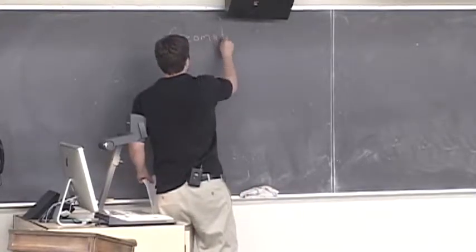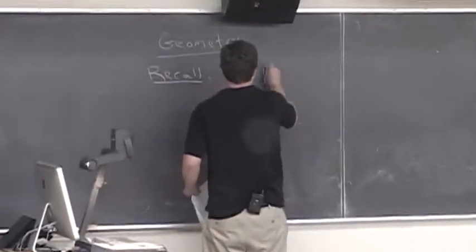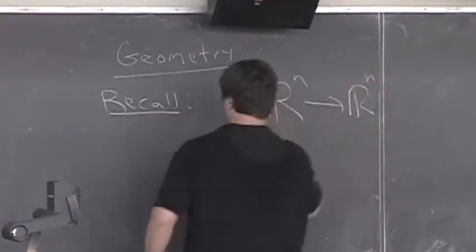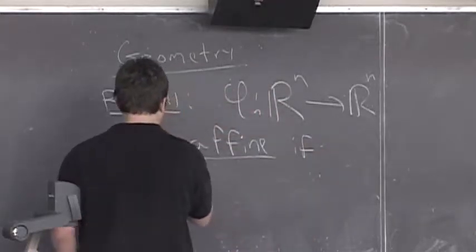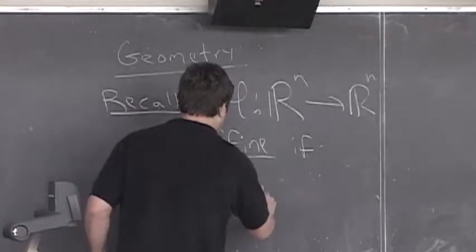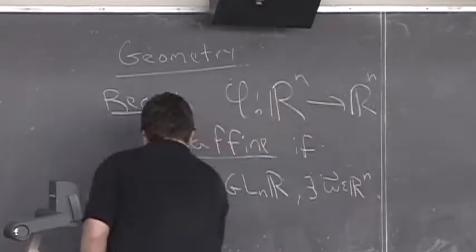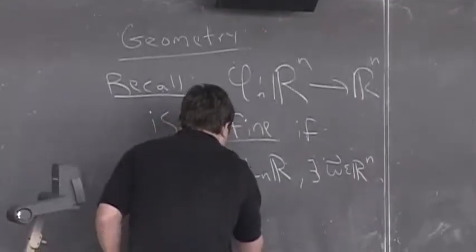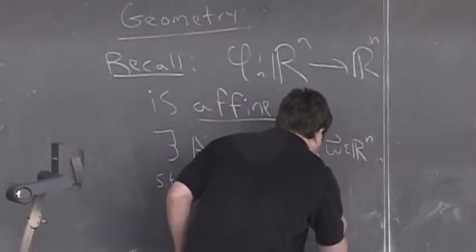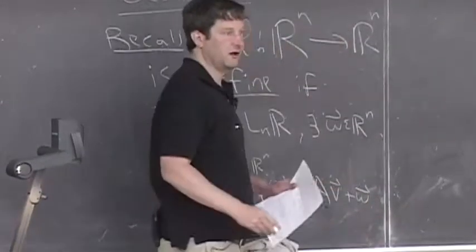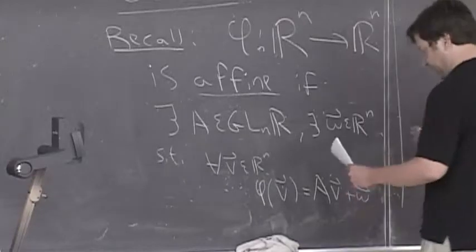So I'd like to start out with geometry and where some of the motivation comes from. Let me recall, a map phi from R^n to R^n is affine if there exists an invertible linear transformation A in GL_n(R), and if there exists a vector w in R^n, such that for all vectors v in R^n, phi of v is a composition of a linear transformation and a translation. Affine maps take lines to lines, and of course take planes to planes, etc.